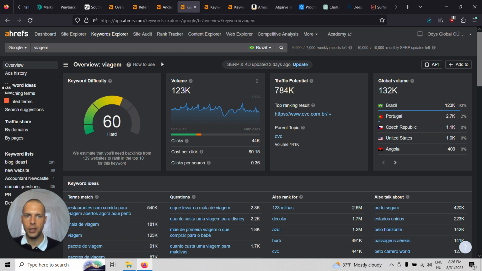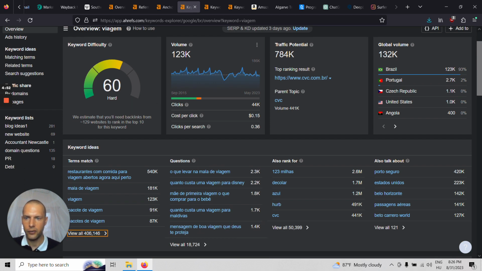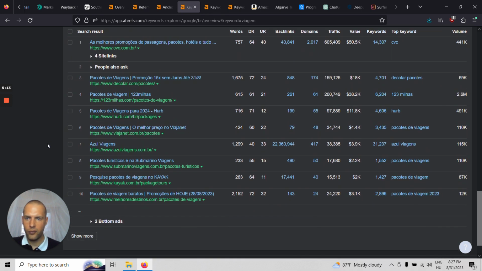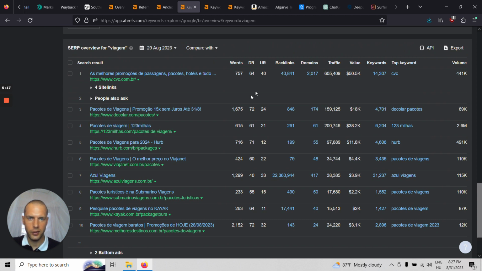So, if it's travel related, then I search for travel, which is viajar in Portuguese, and only in Brazil. It has a keyword difficulty of 60, which says that it's hard. They estimate that you would need backlinks from about 129 websites, but this domain already has double the links of that. So you have a real possibility of ranking even for the very hardest keywords. These are some of the metrics in the top 10 for Brazil, and the number of referring domains is mostly lower than this aged domain, so you definitely have a chance here.